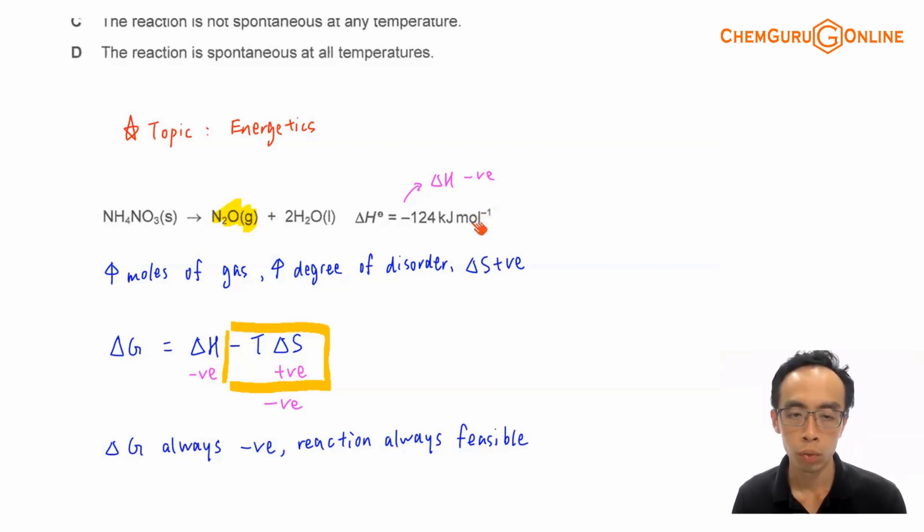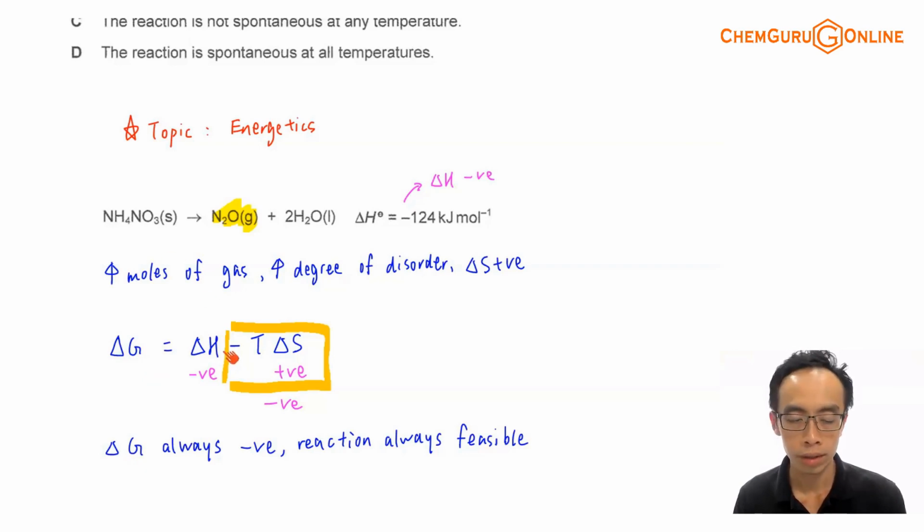Involving delta H, we already have this information given in the question. This is a negative value. So I have the sign of delta H and I have the sign of delta S. We will be able to substitute this into the Gibbs free energy equation: delta G equals delta H minus T delta S. From there, I can decide at which temperature my delta G will be negative.